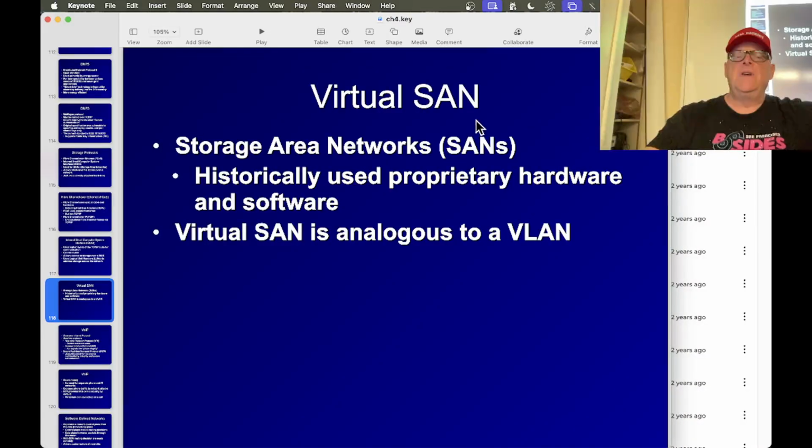Virtual SANs are storage area networks, and a virtual SAN is like a VLAN where you break your storage area devices into units that work together like a virtual local area network, that do not need to be physically co-located, but they can be part of the same logical unit.